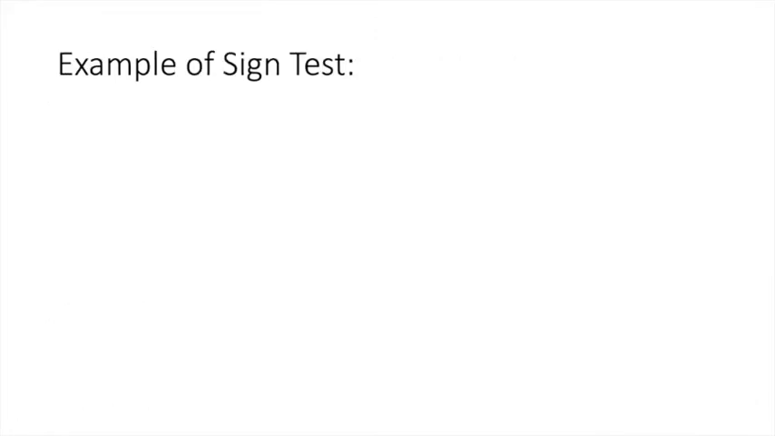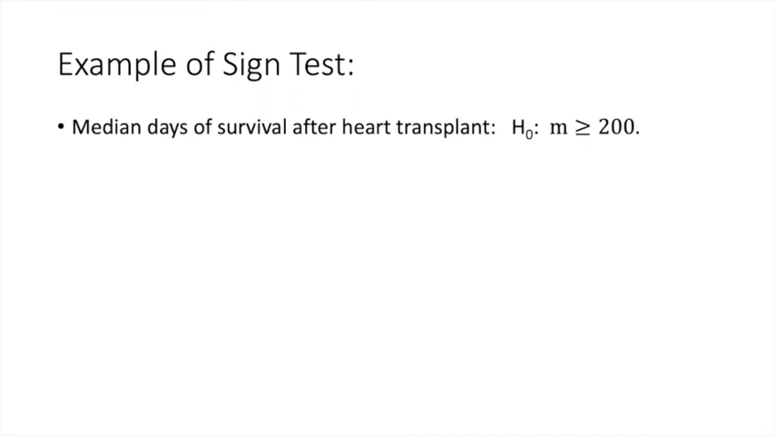So here is an example. Suppose the median number of days that patients survive after heart transplant is greater than or equal to 200. But a critic thinks that the actual median survival is less than 200. So this requires a one-sided test.